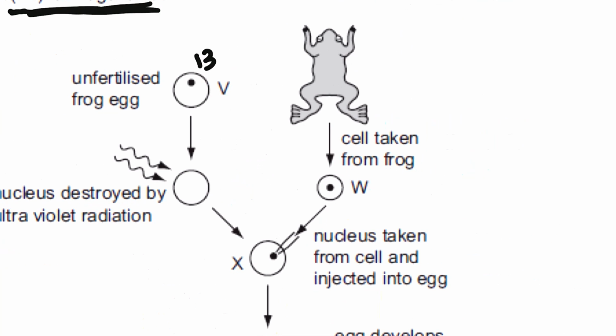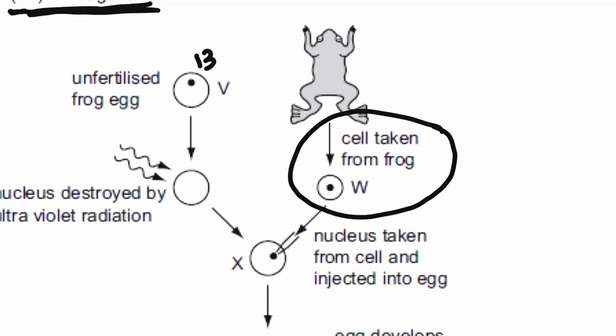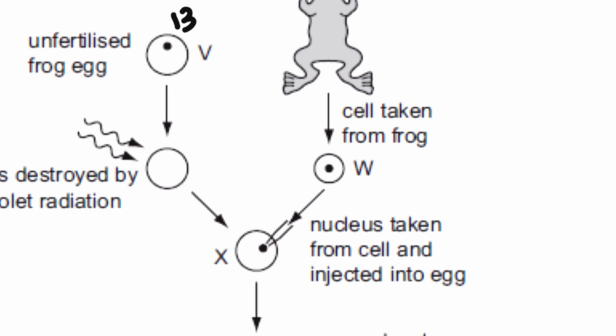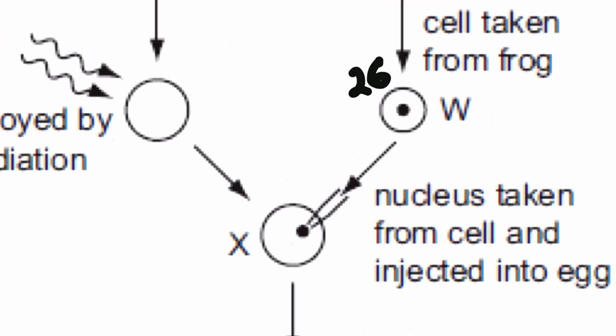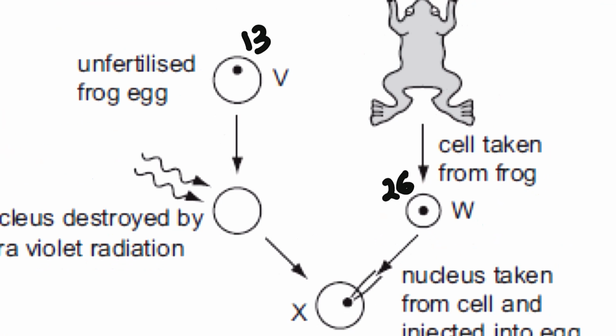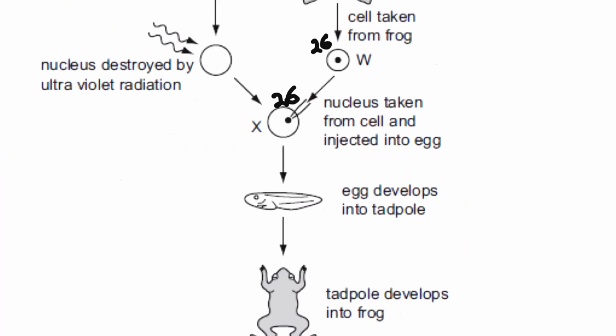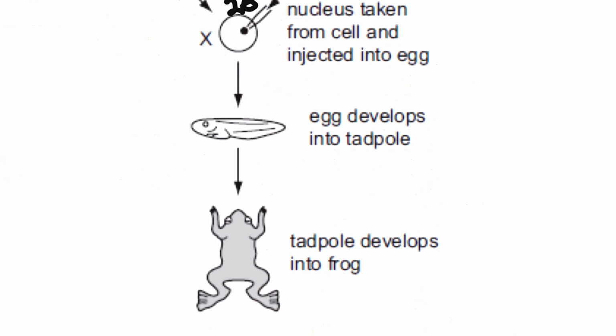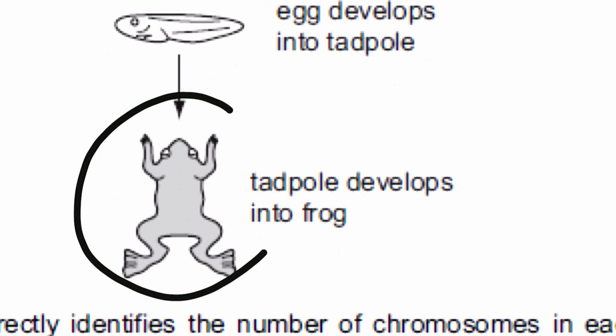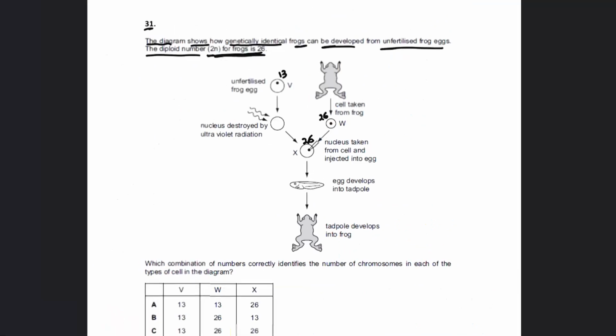A cell is taken from the frog. So guys, this is the normal diploid cell that is taken from the frog. This will contain 26 chromosomes, and the nucleus from the normal cell is inserted into the unfertilized egg from which the nucleus was initially removed. So this cell will also contain how many chromosomes? 26 chromosomes. So this X develops into a tadpole, and the tadpole develops into a frog, and this frog will be genetically identical to the original frog.